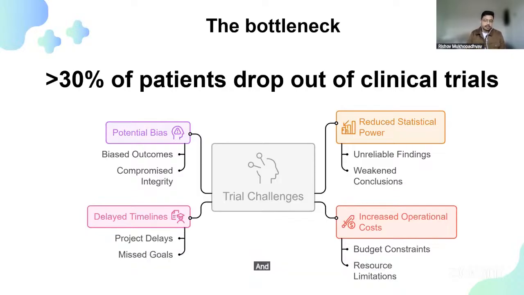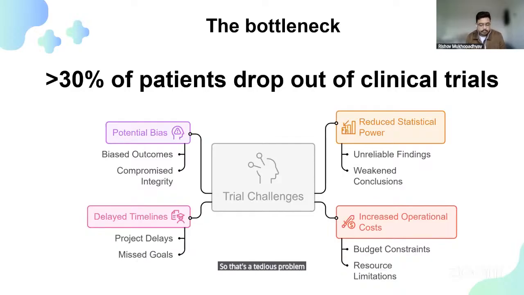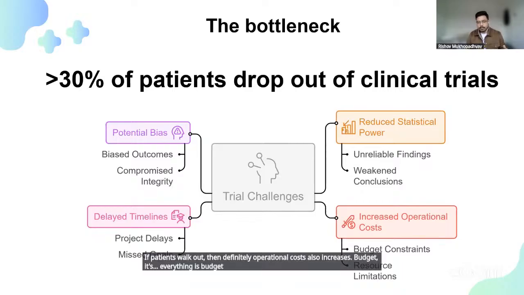And finding the patients is also a big problem, because we have regulations of what kind of patient we need, what kind of people we should look at, how many male, how many female, age group, many things are there. So that's a tedious problem. And if patients walk out, then definitely operational costs also increase. Everything is budgeted, and then if the system breaks, operational costs will increase.